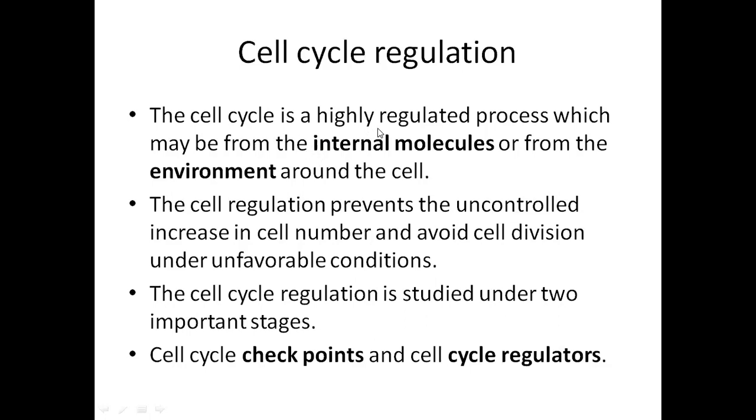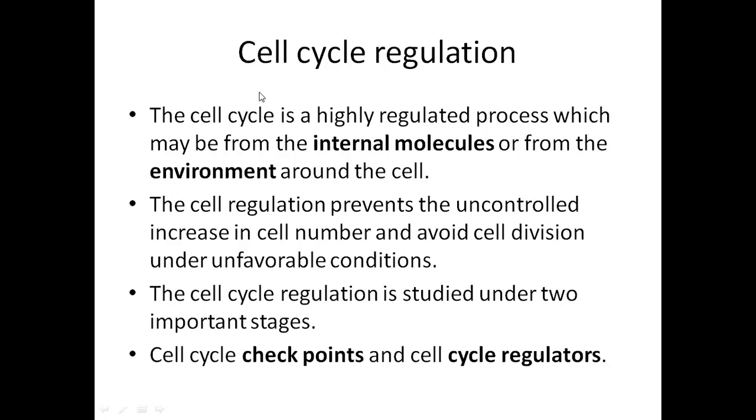When we come to the cell cycle, there are two important kinds of molecules, whether they are internally produced or externally present around the cell environment. Both of these molecules will control the cell division. In the absence of these control mechanisms, the cell may undergo uncontrolled cell division. Uncontrolled cell division may lead to cancer, or it may also lead to mutations, which are not good for a healthy cell or an individual.